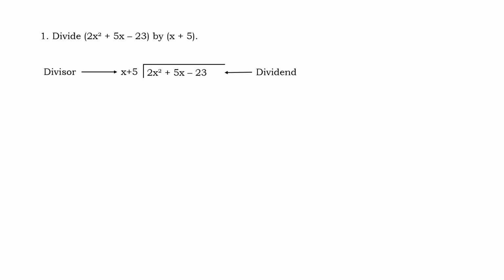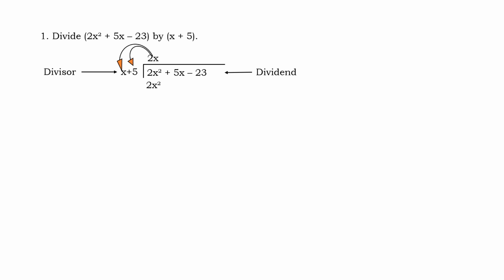Then, we are going to divide 2x squared, the first term of our dividend, by the first term of our divisor. So we have the quotient equal to 2x. Then, next step, we are going to multiply 2x to the first term of the divisor, which is 2x times x. So the product is 2x squared.